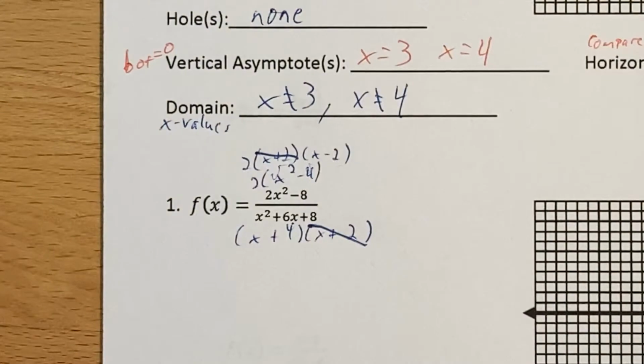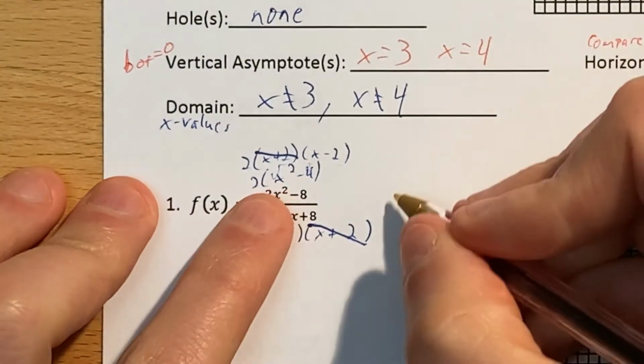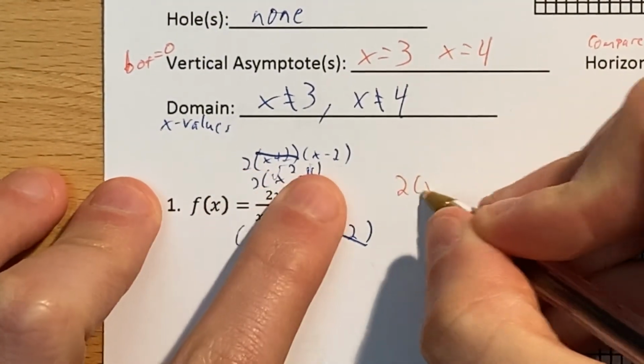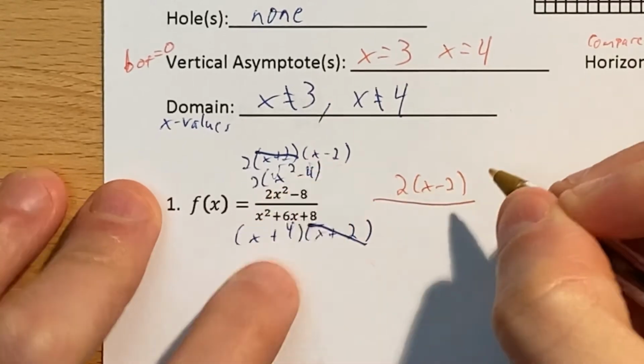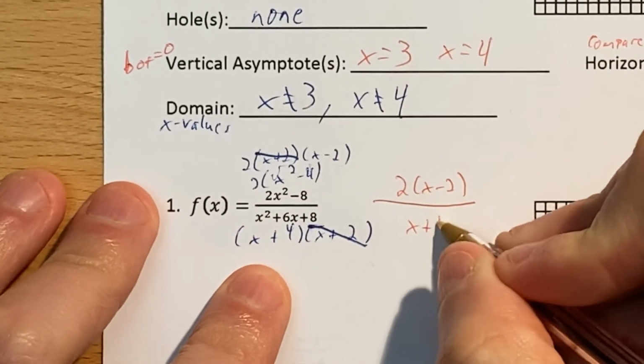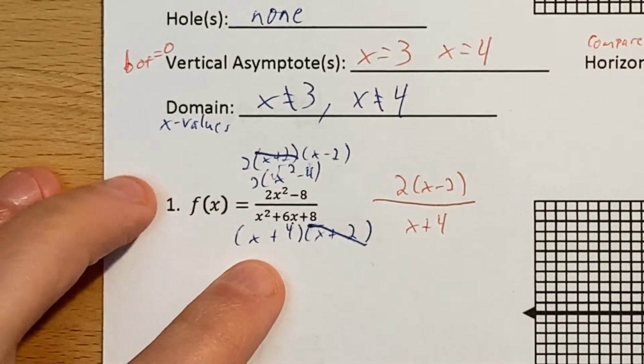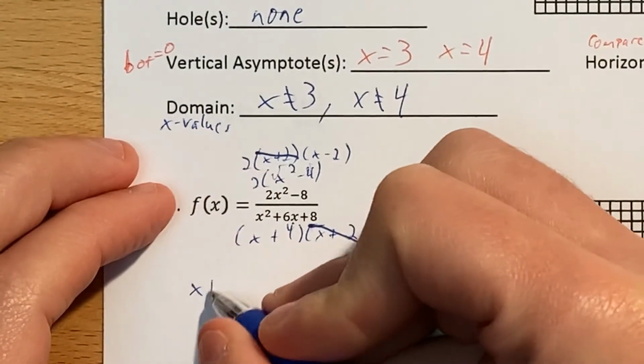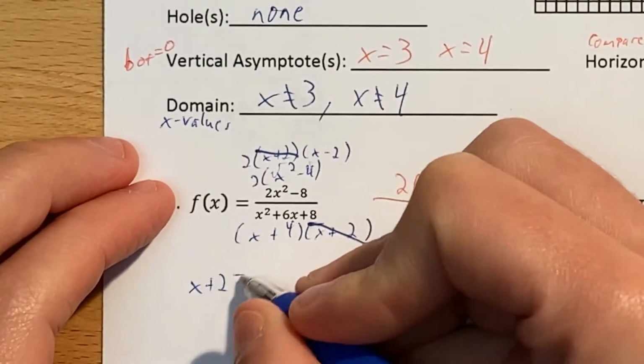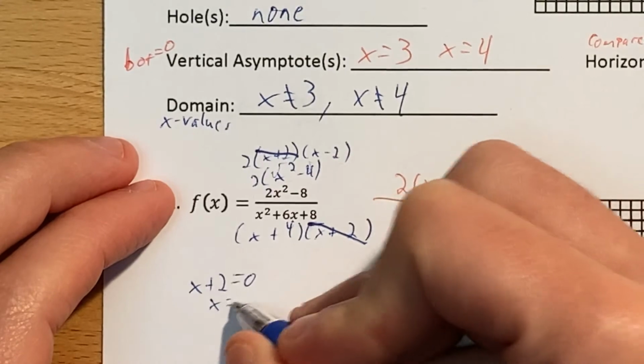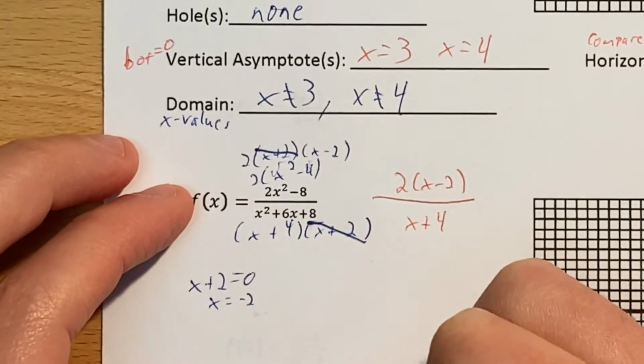There we go. So that cancels out, and we will have a 2 on top with an x minus 2 still. And on the bottom, an x plus 4. So this time something did cancel, the x plus 2. And if we set it equal to 0, we get x equals negative 2 for the hole.